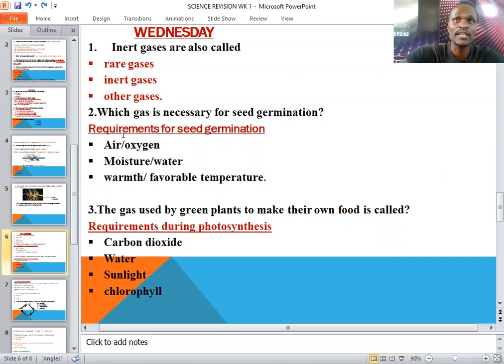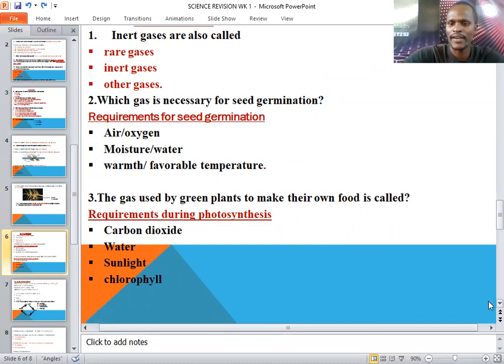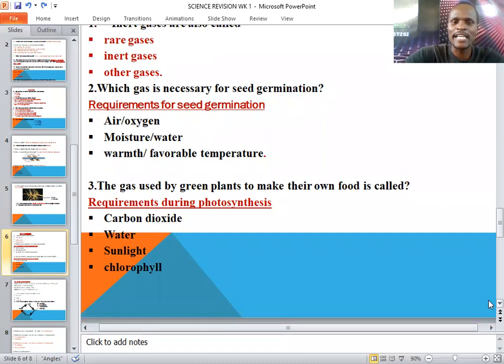In this question number 2, the answer was oxygen, because they asked which gas. So the gas that is required here is oxygen. Let's come to number 3, very, very fast. Number 3 was: the gas used by green plants to make their own food is called.